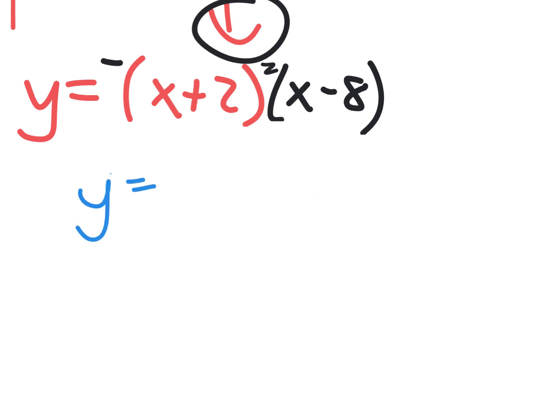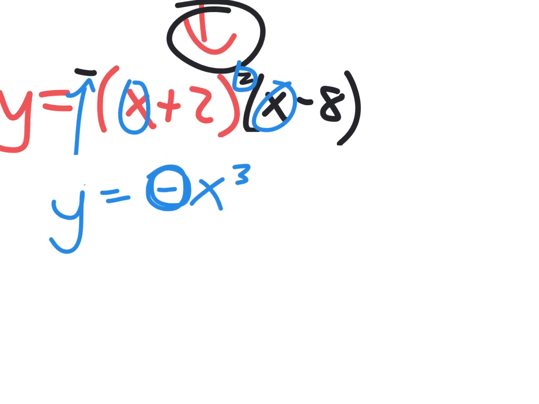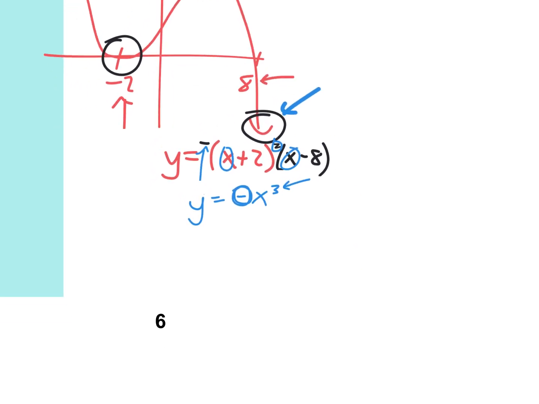I'm going to tell you it would have been negative x to the third. After I multiplied it all out, do you see how the lead term would have been x to the third? Because we got this x and it gets squared, and then it gets multiplied by this other x. Makes it x to the third, and don't forget the negative. Okay, now that means down on the right, and degree of 3 means ends are different. This end is down and this end is up.